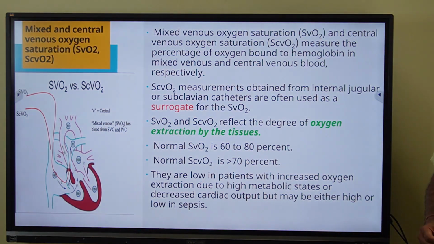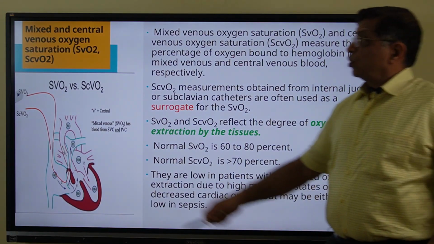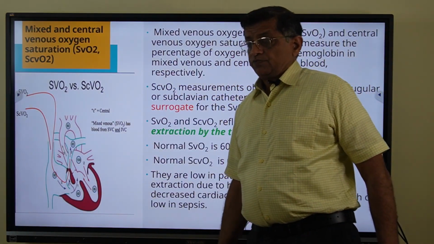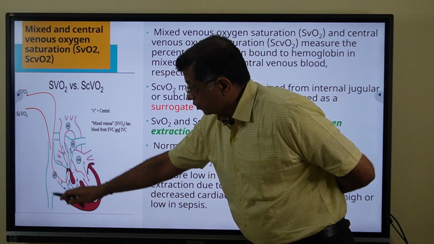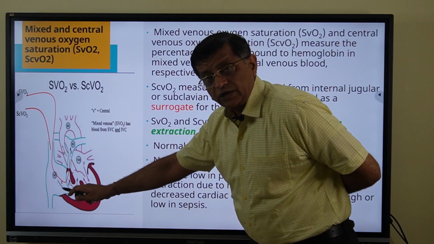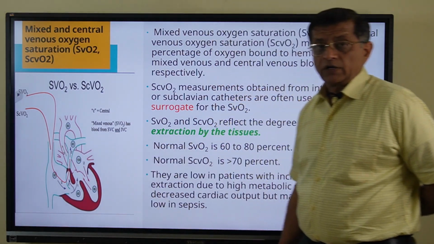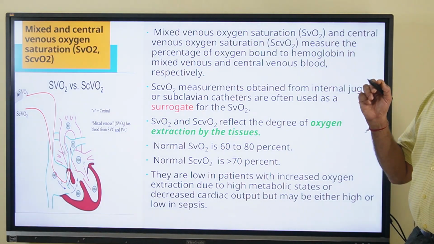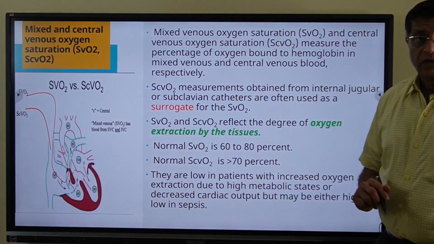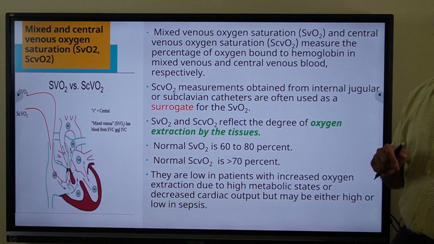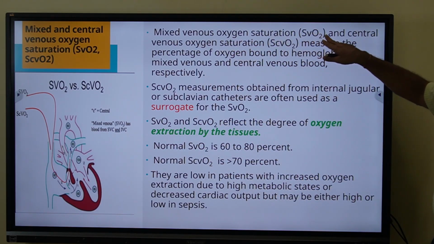Another parameter that is sometimes seen is SvO2 or ScvO2, that is called mixed and central venous oxygen saturation. As we all know, the deoxygenated blood comes from the superior and inferior vena cava to the right atrium. From the right atrium it goes to the right ventricle, and from the right ventricle to the pulmonary artery. So if we have a catheter in the pulmonary artery, for example a Swan-Ganz catheter, and we take a sample from it and run it in the ABG machine, it will show what is called SvO2, mixed venous oxygen saturation.